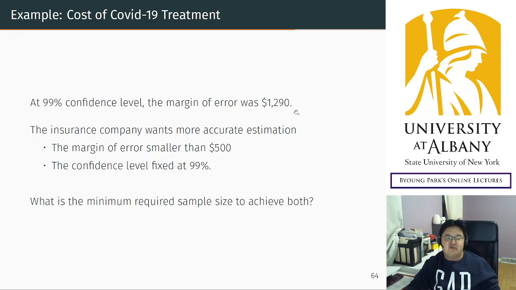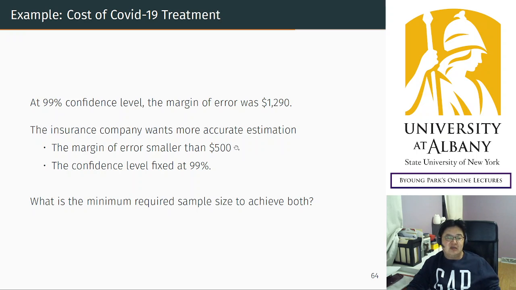So then we have to reserve too much money for the worst case, for potential claims. But if we could reduce that reserve, then we can make more profit by investing those funds. So what you want is, I would like to make the margin of error smaller than, or at most, $500. Still, I don't want to lose any confidence level. Confidence level should be 99% to be safe as a financial institution, an insurance company.